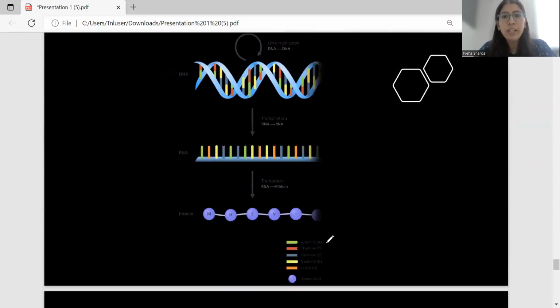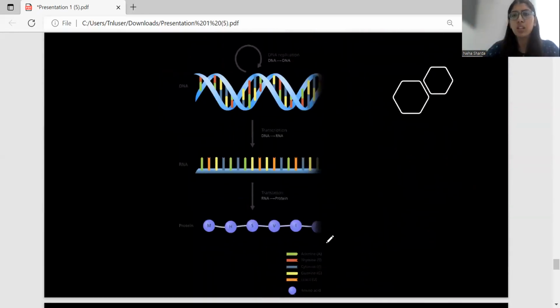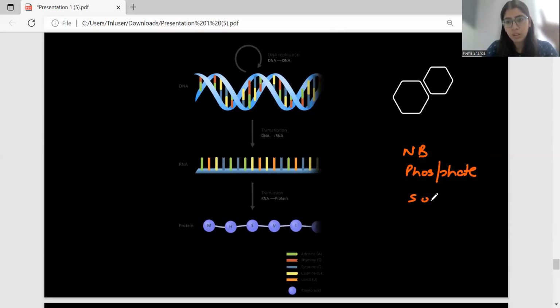Now why DNA? This is the structure of DNA. DNA has a nitrogenous base, phosphate, and sugar. But why do these three components form DNA, our genetic material? Why is DNA the genetic material? And why is our DNA not similar to chimpanzee DNA, or my DNA not similar to your DNA?